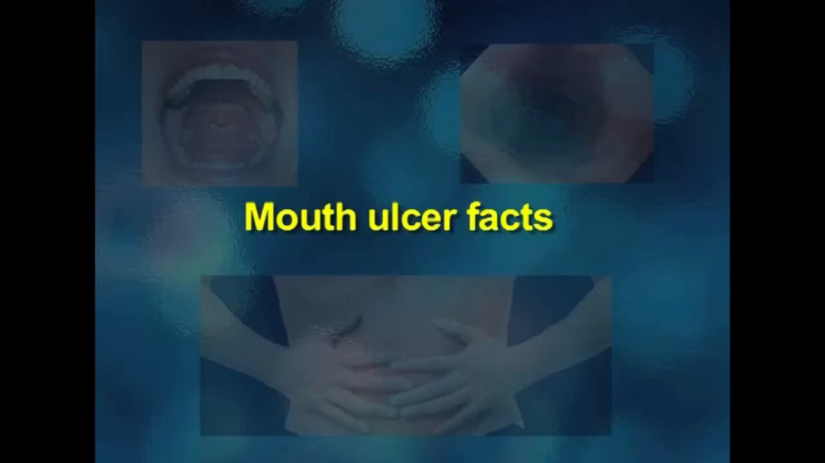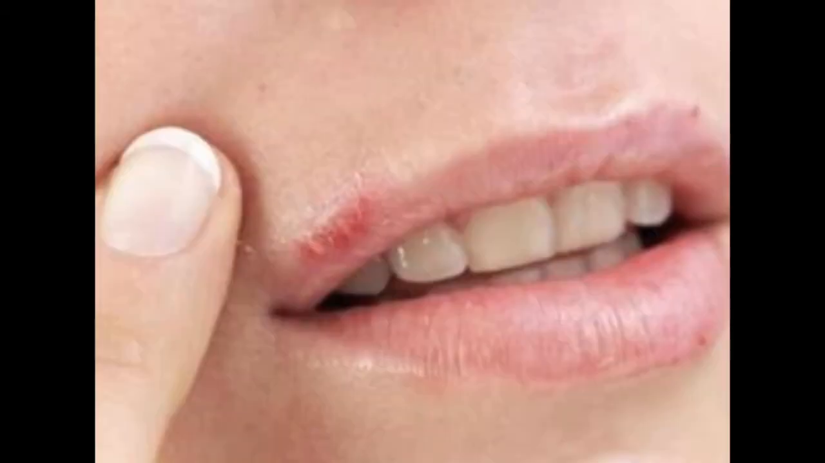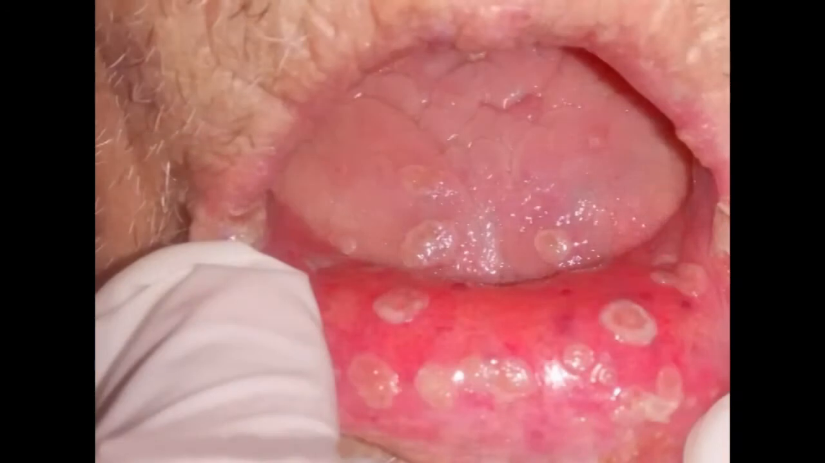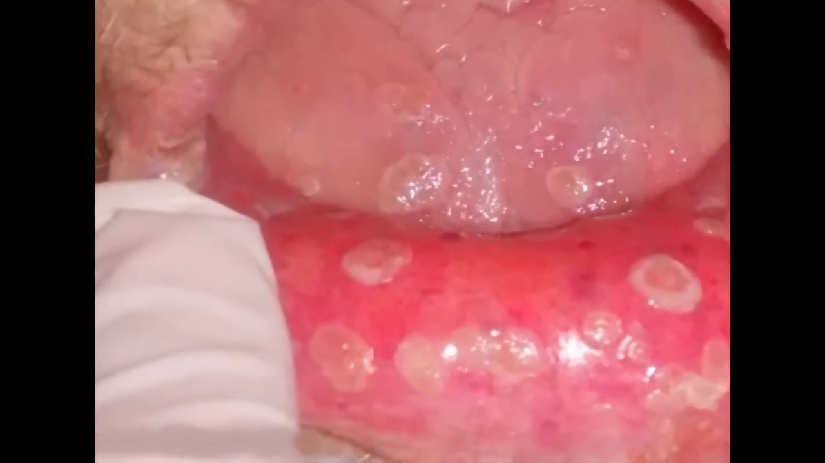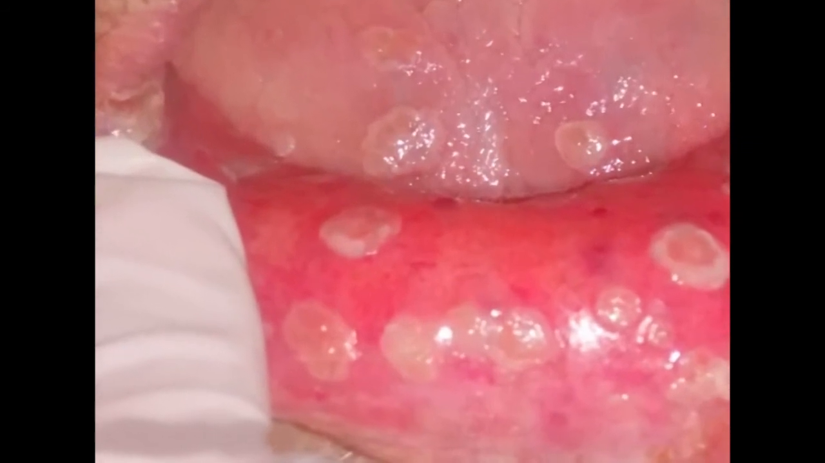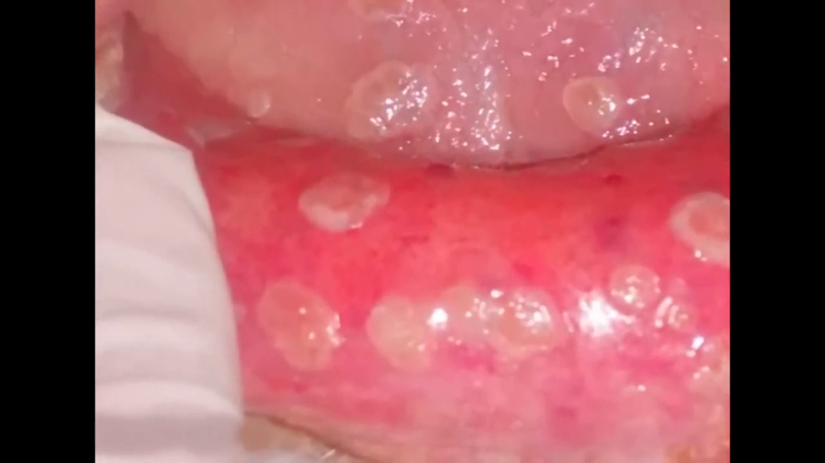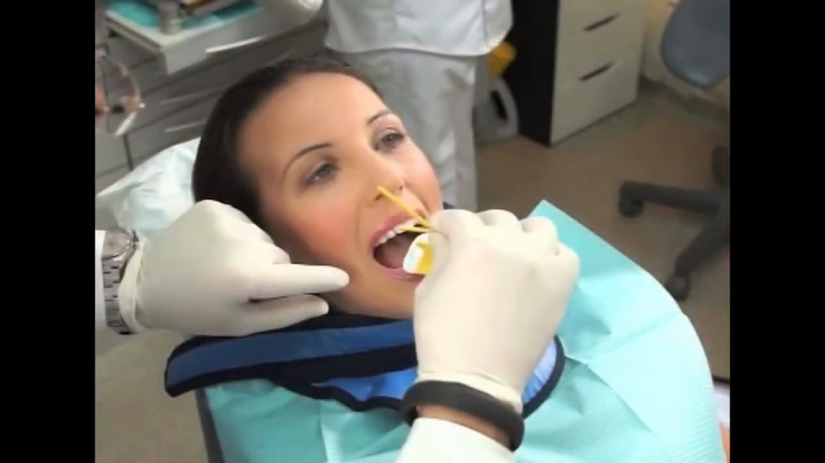Mouth ulcer facts. They are very common and painful, annoying and sometimes embarrassing. They are red breaks in the lining of the mouth. The pain is caused by the nerves just below the surface of the lining of the mouth becoming exposed. Luckily, most mouth ulcers are easy to treat.